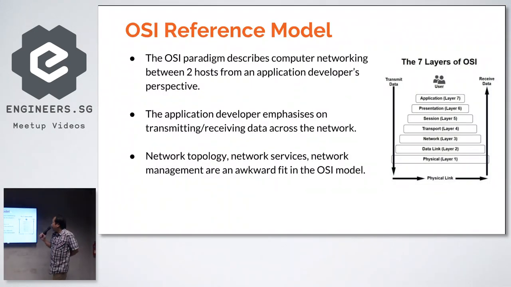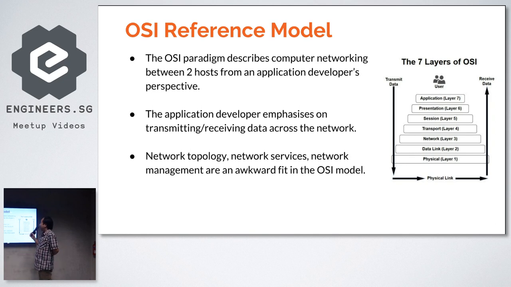The reason we need to talk about network programmability is that when you have SDN, suddenly OSI doesn't seem so useful. Because OSI, or you can talk about TCP/IP, which is basically the same layered architecture, describes computer networking between two hosts. We are only interested in sending data from one host to another host and making sure that the data is transmitted. When you do that, you realize there's a problem. Network topology, network services, network management don't actually fit inside the OSI model.